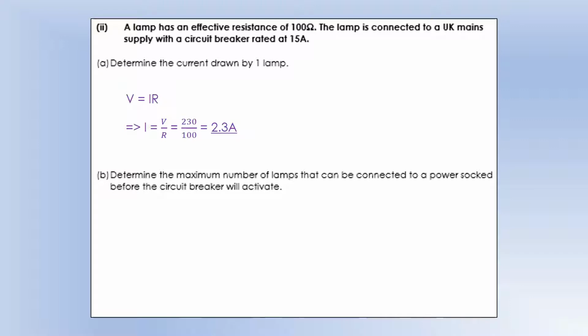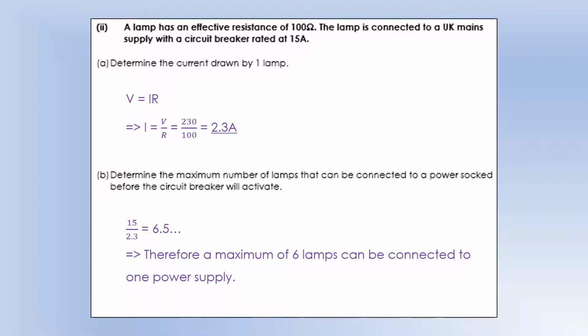So determine the maximum number of lamps you can connect before the circuit breaker will activate. Well, if we do the 15, which is the maximum rating, divided by 2.3 per lamp, we get 6.5. So the maximum we can connect is actually 6, because if we connected 7, it would go over the 15 amps, break the circuit, and it wouldn't run. This is one of the many reasons you're told not to plug too many things into one socket in your house. You will overload the circuit breaker and it will trip and turn off the entire set of power sockets connected there.